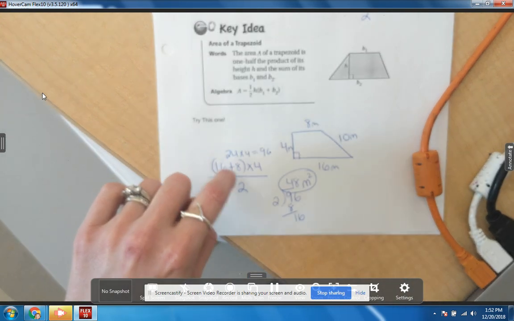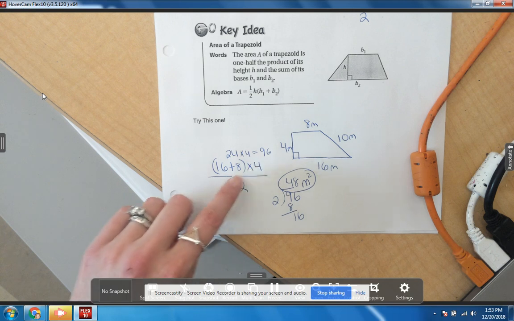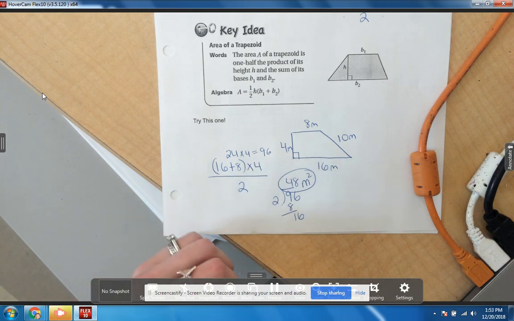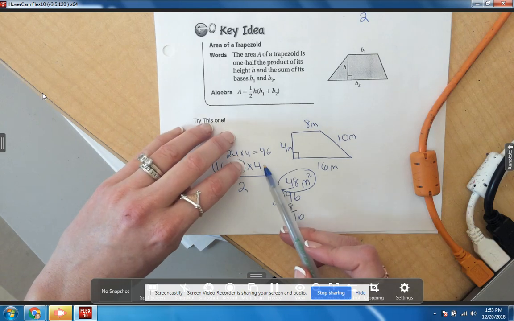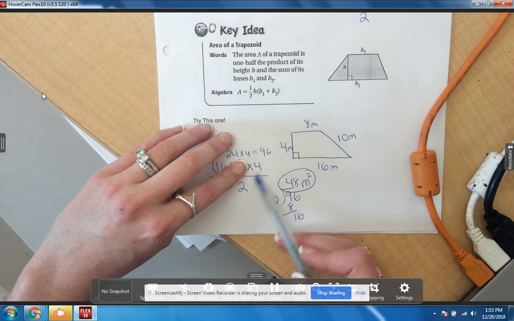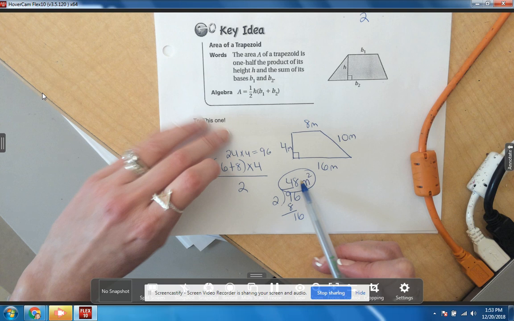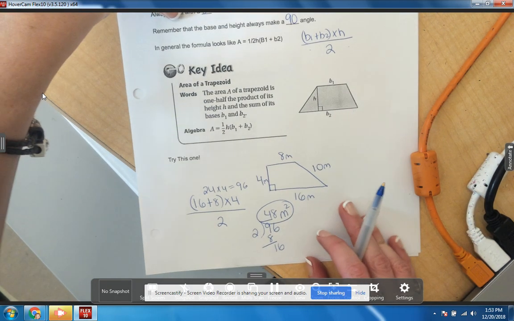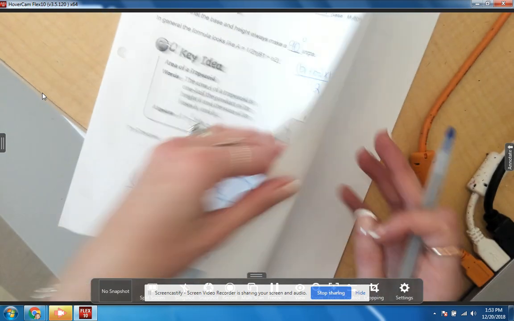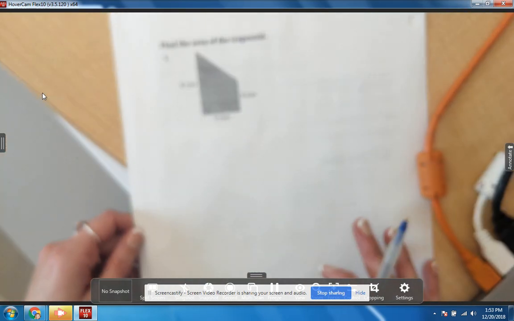So it's big base plus little base times the height, divide the entire answer by 2. Or you could do big base plus little base times, take the height and divide it by 2 first. So 4 divided by 2 is 2, and multiply it, you get the same answer. I like this formula better, but either one works. Okay, so make sure you did all these with me, and then you can flip it over. And let's try this one together.